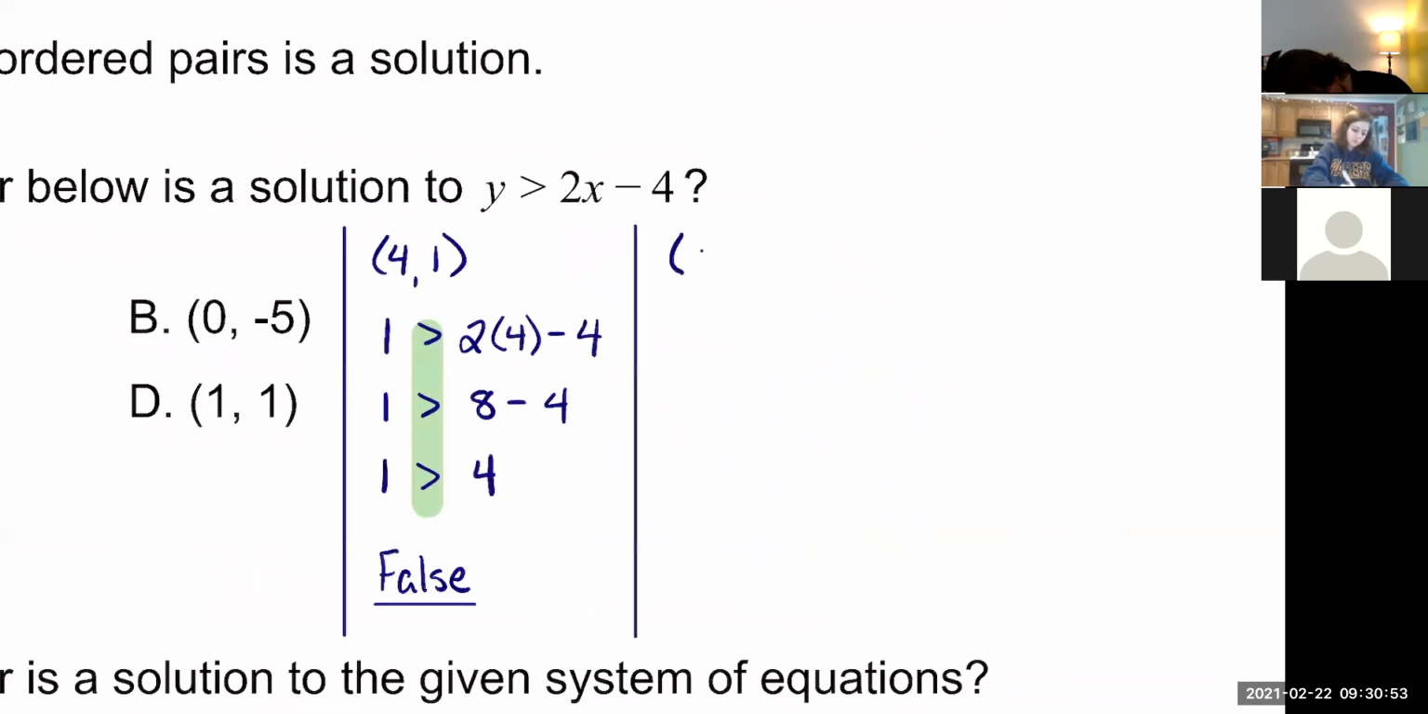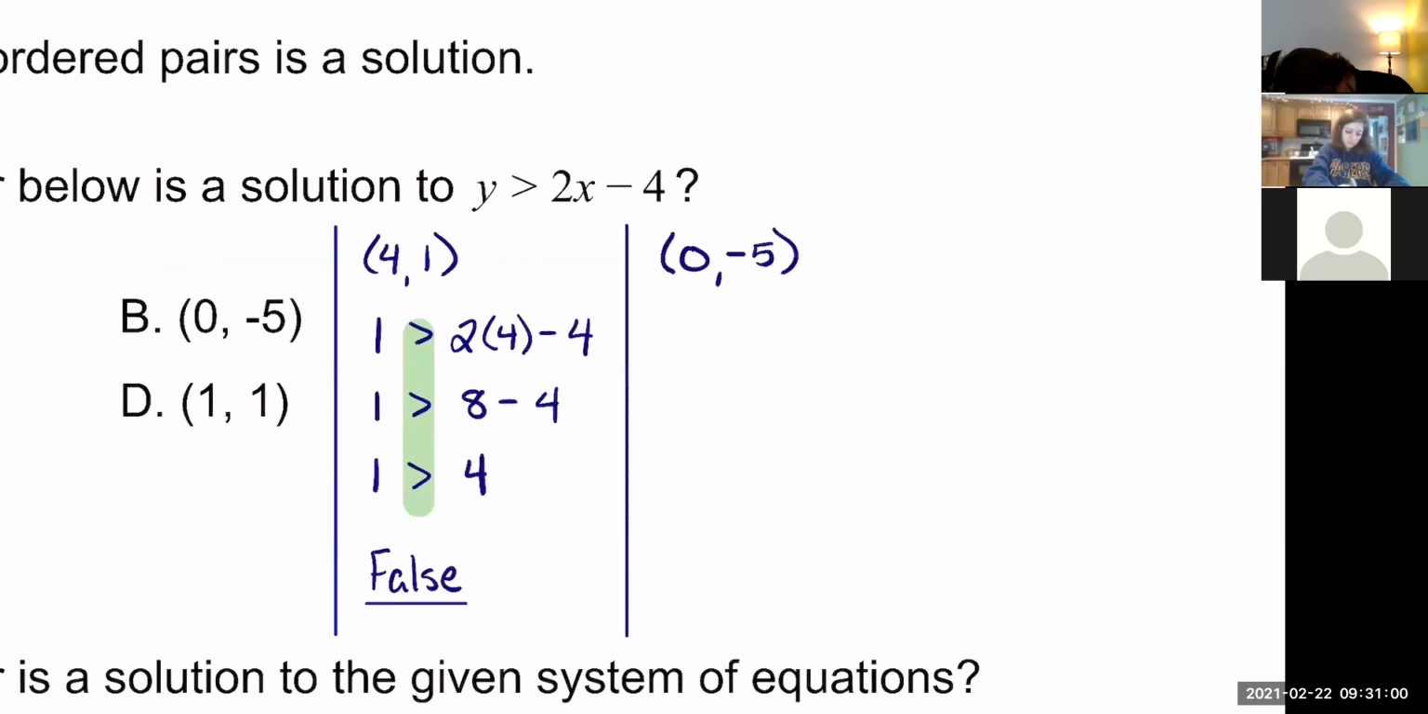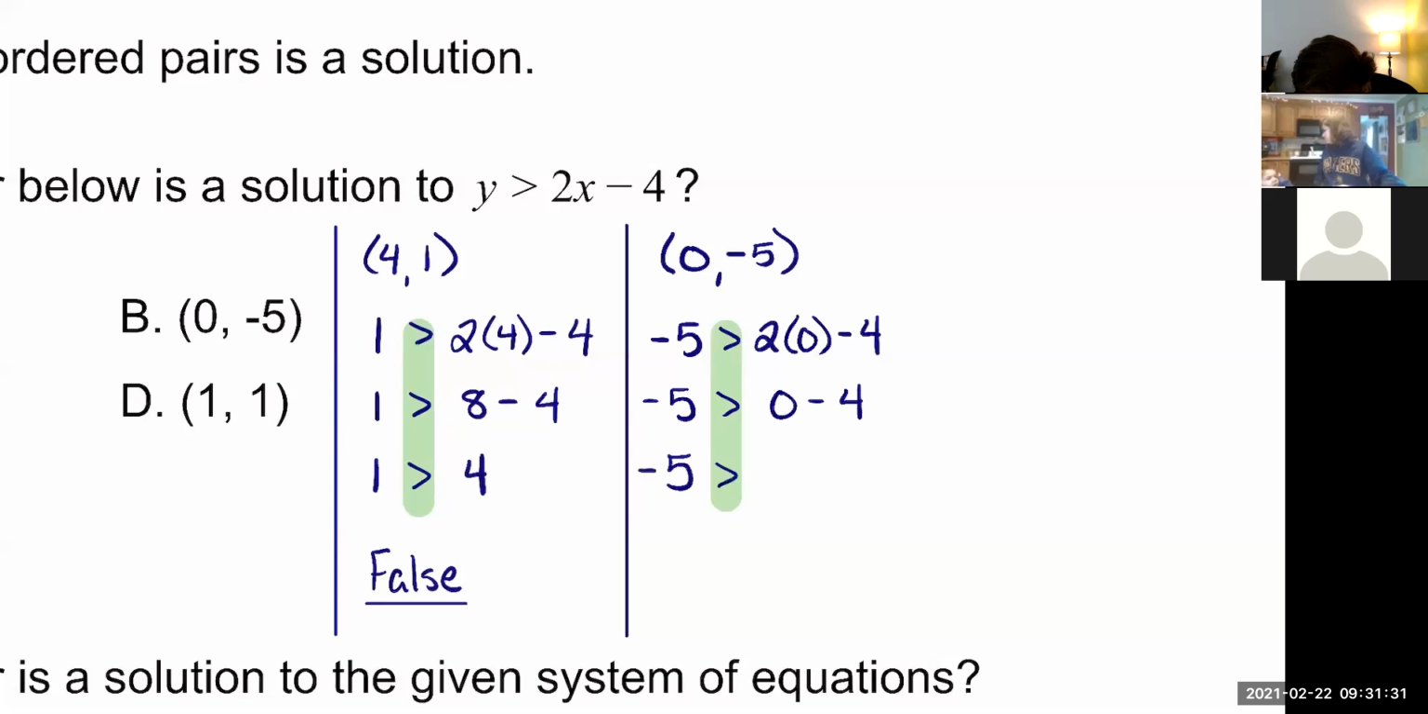Our second ordered pair is 0, negative 5. Plugging it into the inequality, I'll have negative 5 is greater than 2 times 0 minus 4. You're going to notice this feels really repetitive because we're essentially doing similar steps each time. So the negative 5 stays the same. Greater than 2 times 0, which gives me 0. Bring down the minus 4. 0 minus 4 gives me a negative 4. And what I'm left with is a comparison statement that says that negative 5 is greater than negative 4.